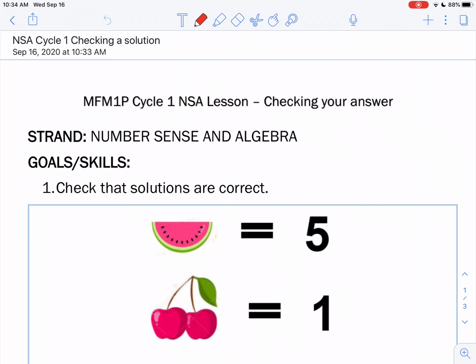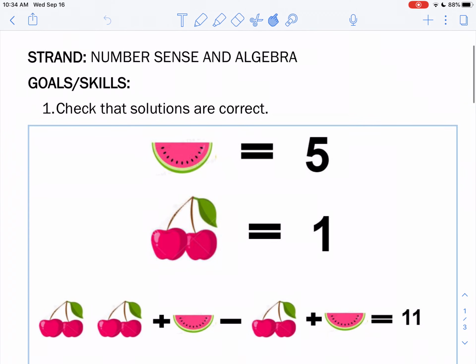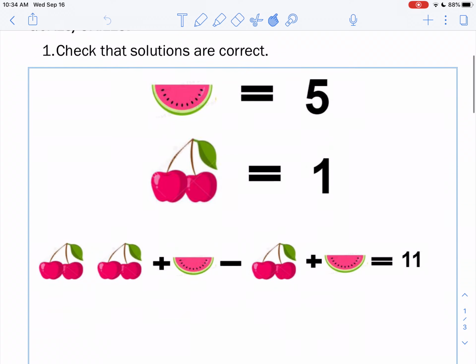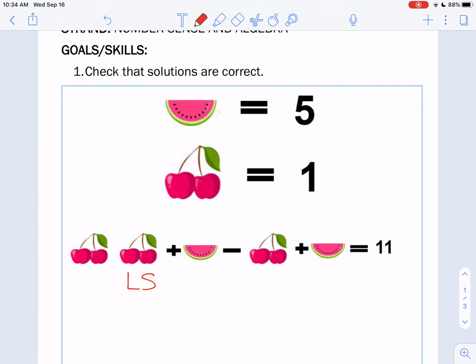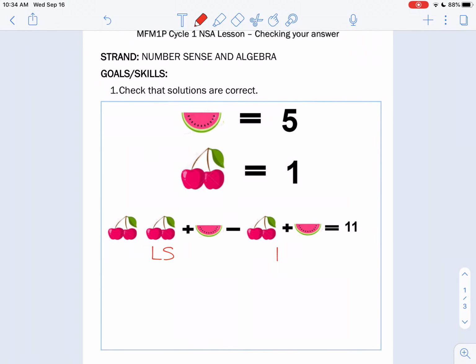If we have the watermelon being worth 5 and the cherries are worth 1, I can check this in the equation with something I call a left side, right side check. So here's my equation. So I'm going to set up a table to start. Left side, right side, and the equals in between. And this is how we want you to check your answers every time.